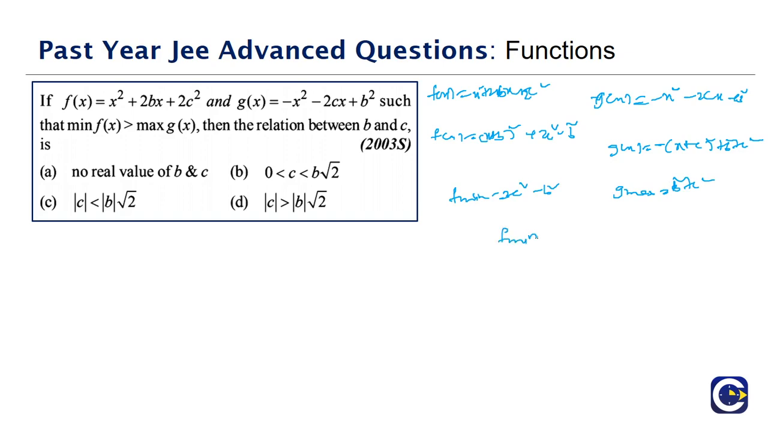So f minimum is greater than g maximum, implies 2c square minus b square is greater than b square plus c square. So c square is greater than 2b square. So mod c is greater than mod b root 2. So the answer for this question is mod c is greater than mod b root 2, option D.